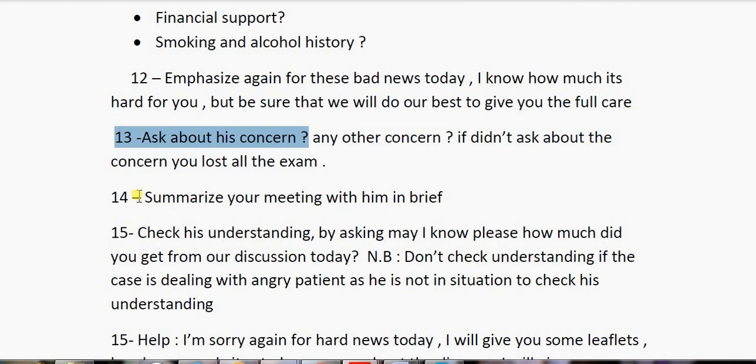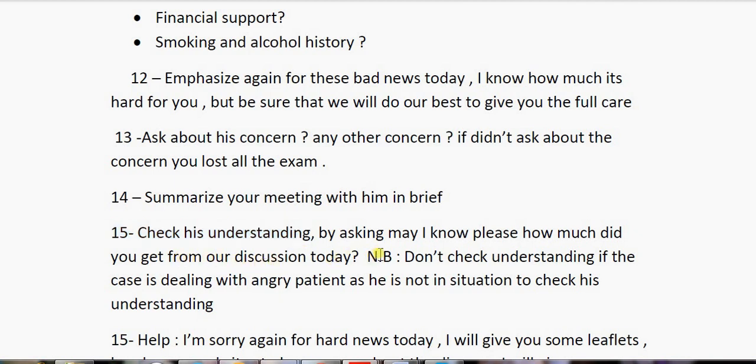Then summarize the discussion of today. I'm going to summarize for you what we discussed today. Check the patient's understanding. In summarization, you have to keep it brief, not repeat all that you explained to the patient again. Just summarize what the disease is, what your findings are, the symptoms, complications, and what the management plan is. Only the important points have to be summarized. Check the patient's understanding by asking, can I know please how much did you get from our discussion today?